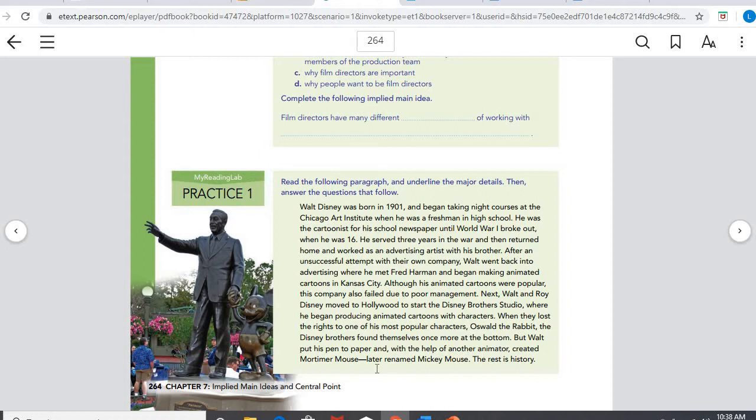So, how many of you knew that Mortimer Mouse was Mickey Mouse's original name, right? We learn something new every day. So when I read this, something that sticks out to me is the fact that this company failed. They lost the rights to this character. So it doesn't sound like Walt Disney had an easy go of things at all.